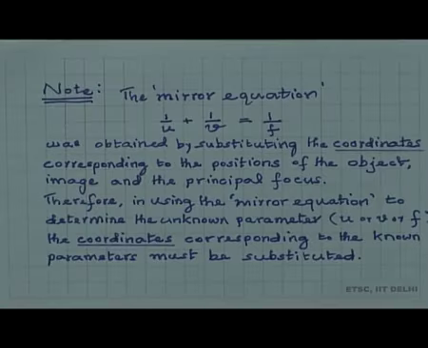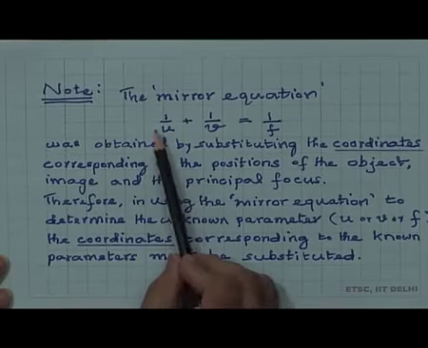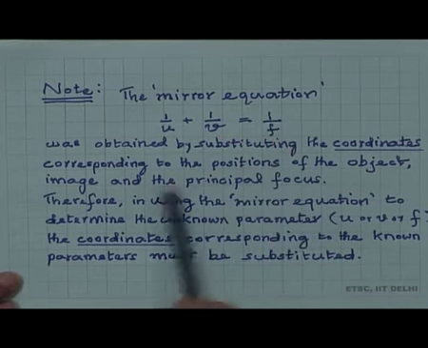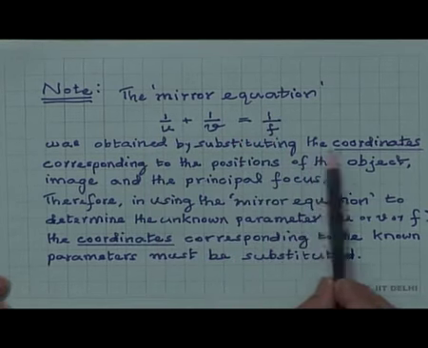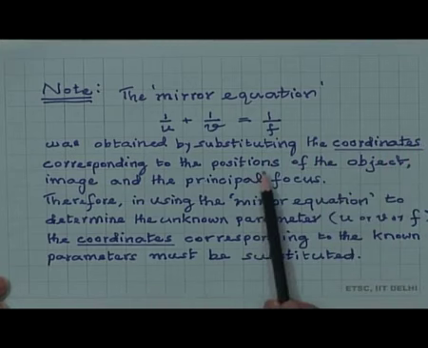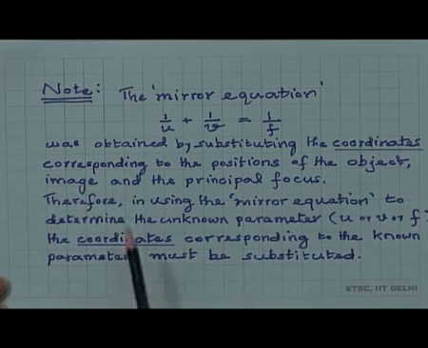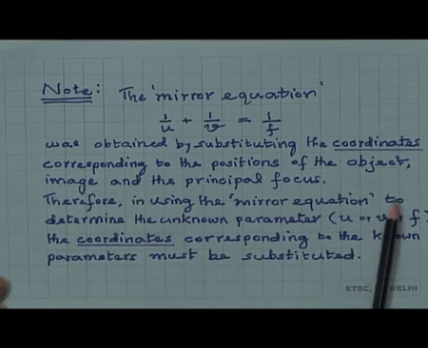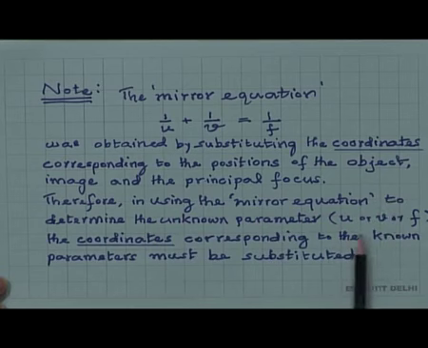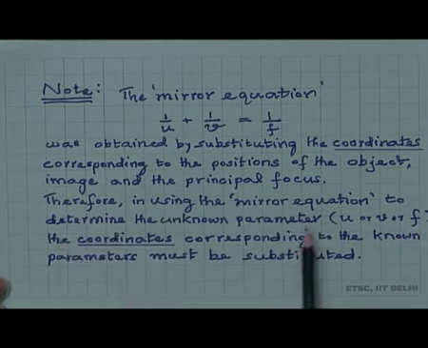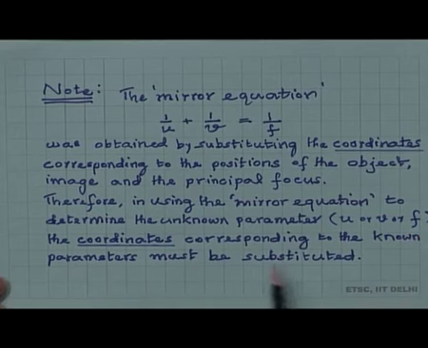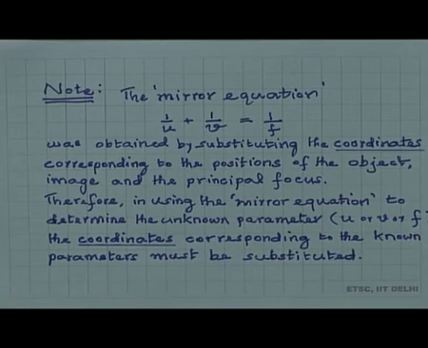The mirror equation, 1 by u plus 1 by v is equal to 1 by f, was obtained by substituting the coordinates corresponding to the positions of the object, image and the principal focus. Therefore, in using the mirror equation to determine the unknown parameters u or v or f, as in any numerical problem, the coordinates corresponding to the known parameters must be substituted. We should take care of this whenever we have a numerical with a concave mirror or a convex mirror.